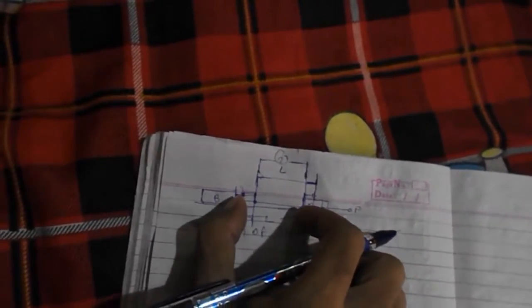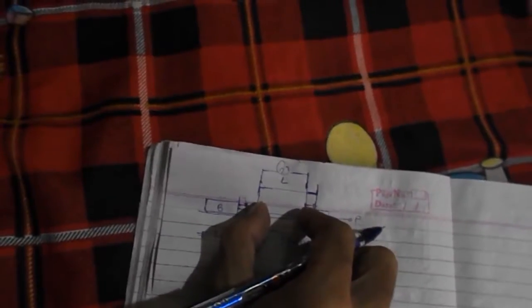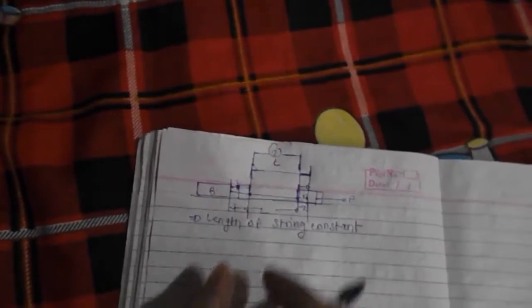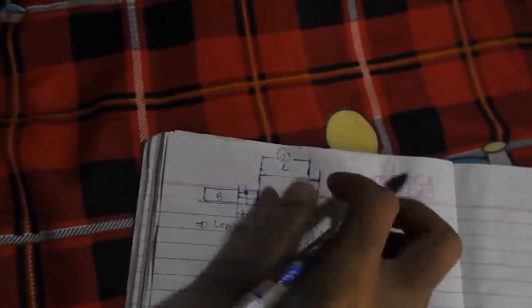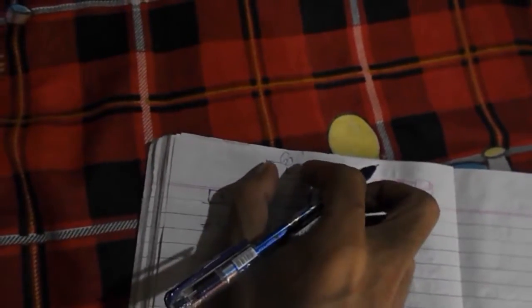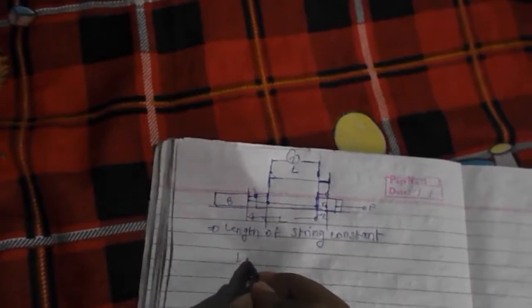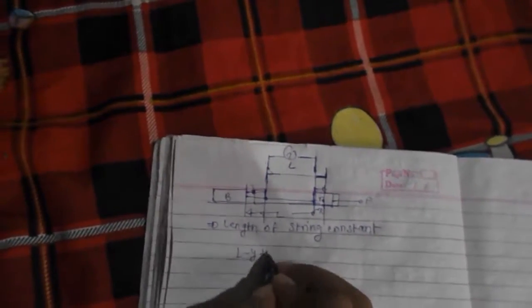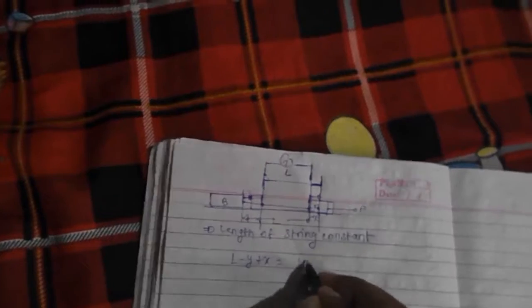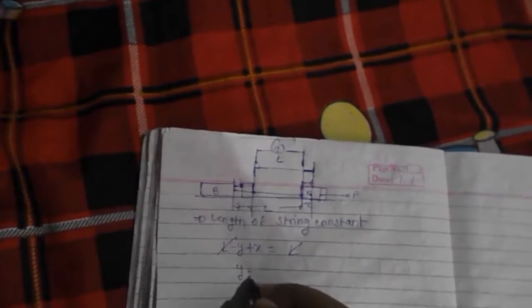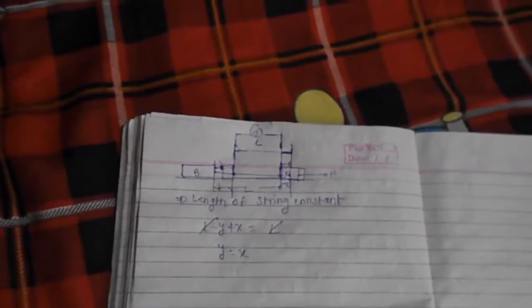If you see carefully, this is L, this is y, so this Z will be L minus y, and this is x. So the new length is Z plus x, with Z equal to L minus y. So L minus y plus x should be equal to L. L and L cancel, and I get y is equal to x. So here I find out the relation between x and y.